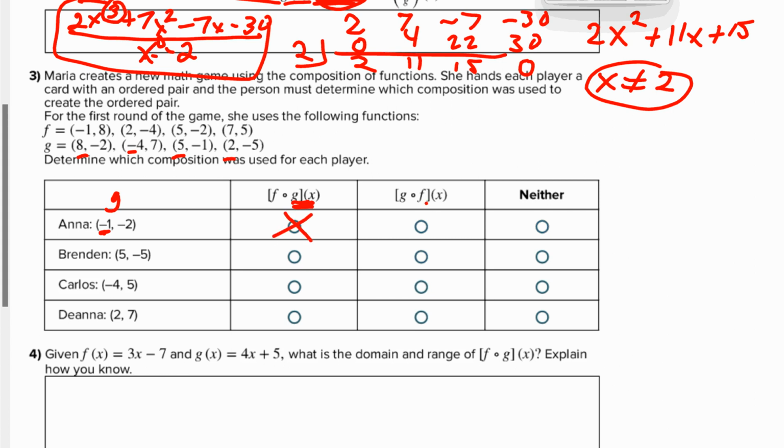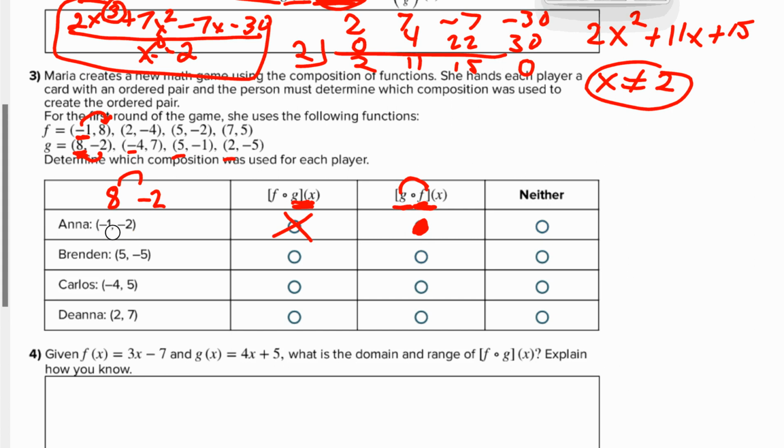This one says take f and plug that into g. So we're going to take this x, negative 1, and plug it into f. So f of negative 1, we plug it in, and we get 8. And I want to take that 8 and plug it into g, and I get negative 2. Is that what I get here? Negative 2? Yes. So it is g of f of x.